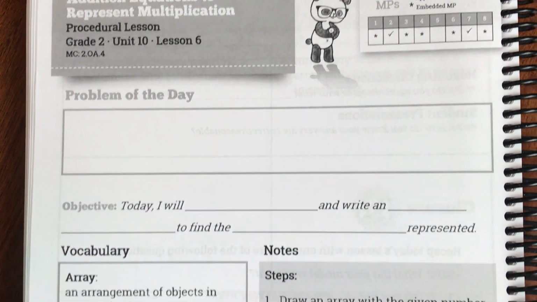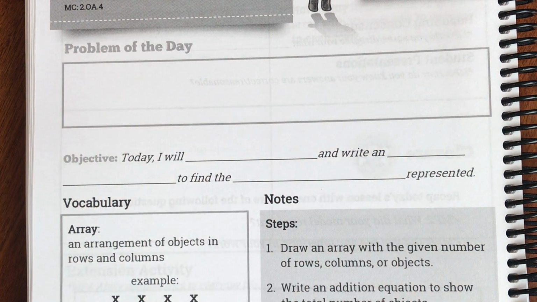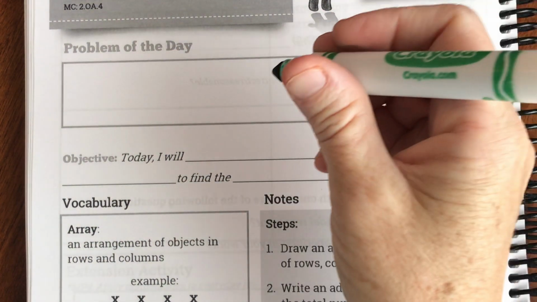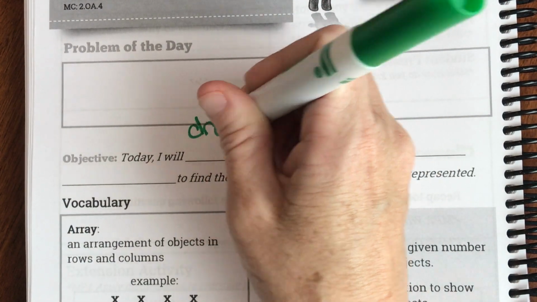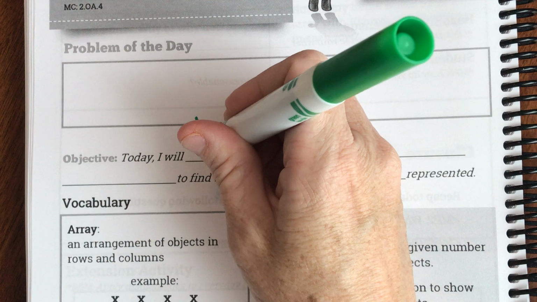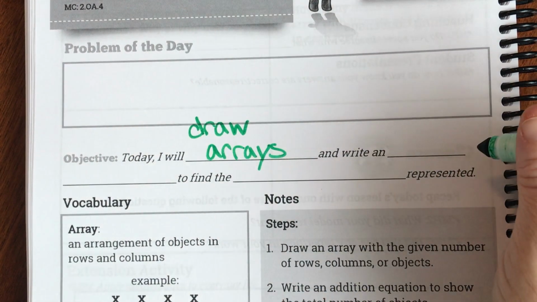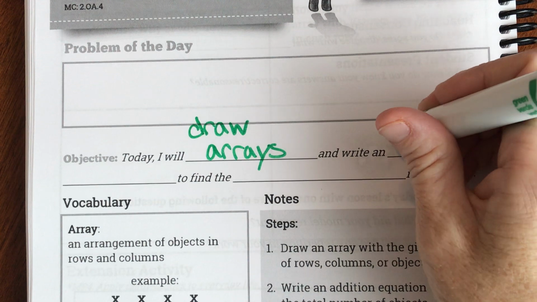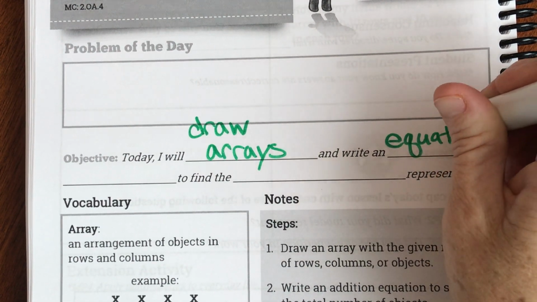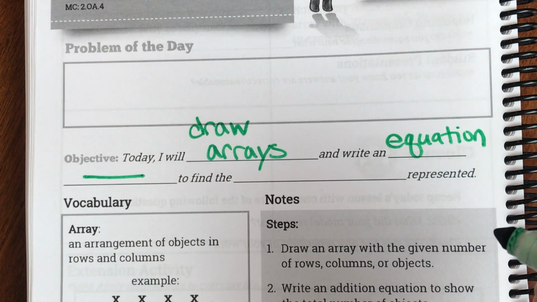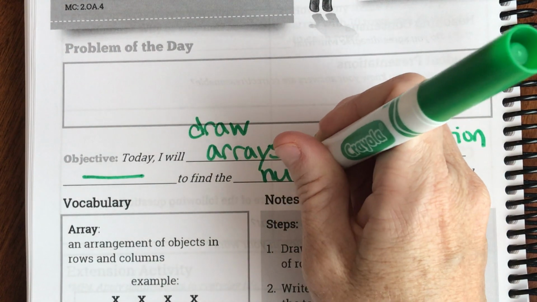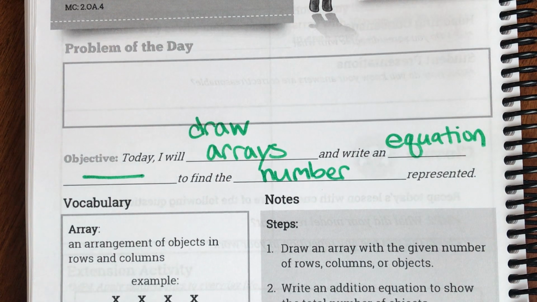Okay, and our goal or our objective today, I'm going to change a little bit of what they wrote. We're going to leave some blanks, but today I will draw arrays and write an equation. I'm going to skip this part to find the number represented. So today I will draw arrays and write an equation to find the number represented. So we're just going to be continuing more of what we did yesterday.